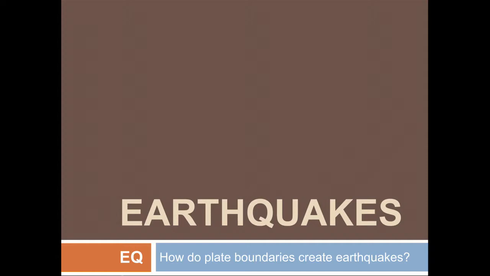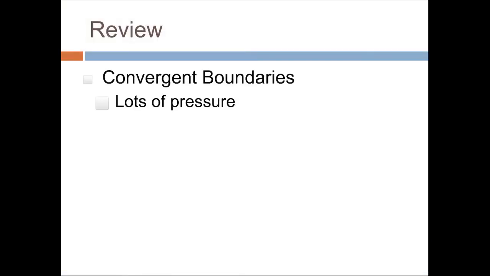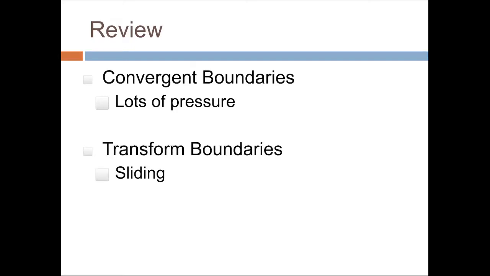We talked a lot about volcanoes last week. We're going to be moving on to earthquakes today. So as a review, convergent boundaries create lots of pressure. Transform boundaries are going to be where two plates are sliding past each other. And then faults are also going to happen at transform boundaries. So we've already addressed that, but we want to keep that fresh in our brain.